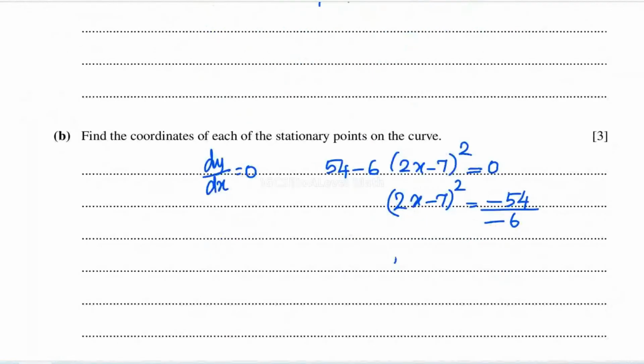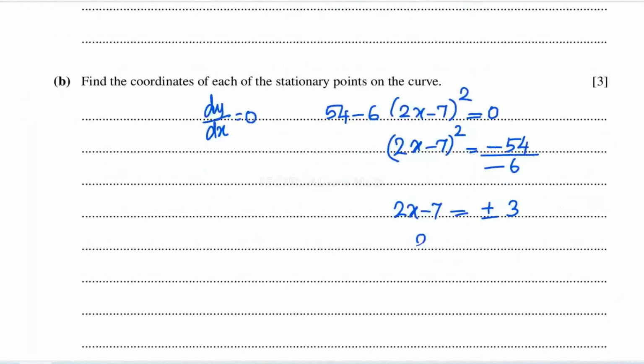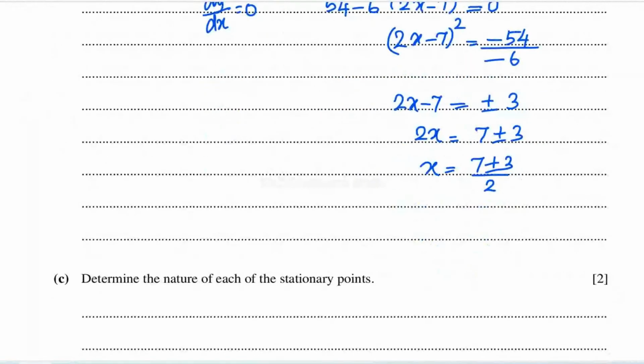So 2x minus 7 equal to plus or minus 3. So 2x equal to 7 plus or minus 3. So x equal to 7 plus or minus 3 divided by 2. So x can be 10 divided by 2 is 5 or 4 over 2 is 2. Okay. So let's find out the coordinates when x equal to 5.